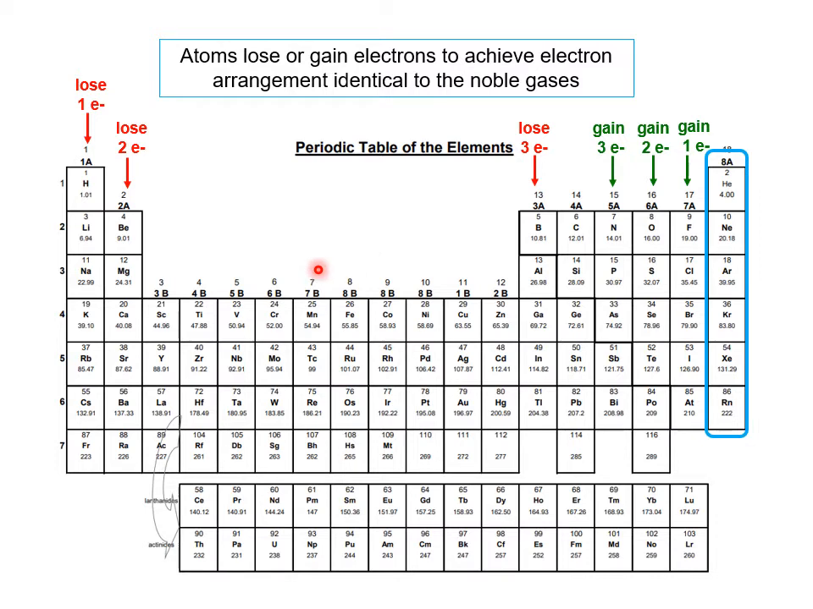We're not going to worry about this middle group here, okay, or the group down here. These are called the transition metals and the inner transition metals. We're just going to look at the other groups called the main group elements. So the first 2 groups and the last 6.